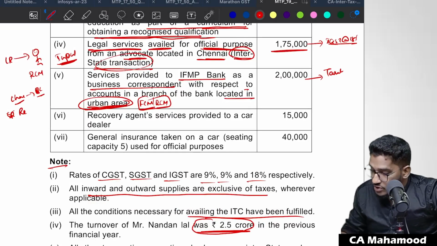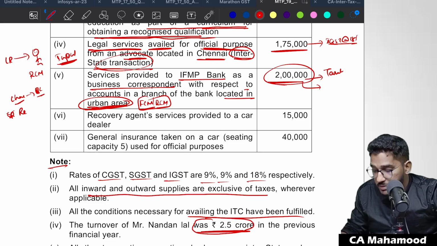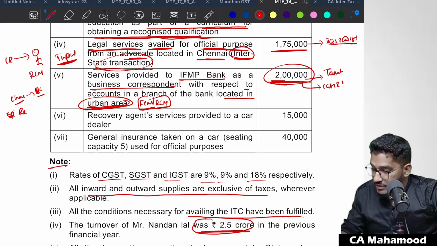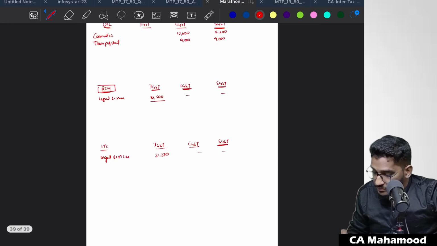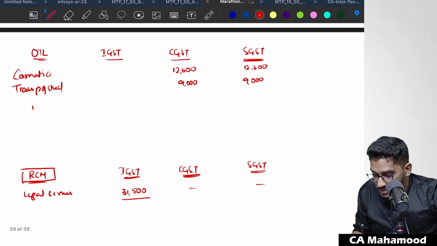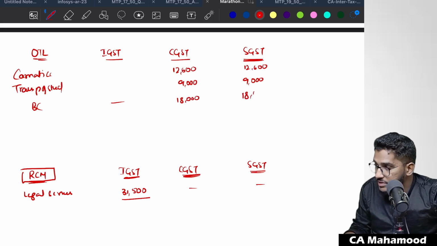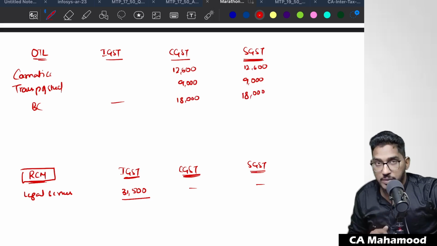So how much? 2 lakh rupees of output tax, 2 lakh rupees will be the value of supply. Since nothing has been mentioned, this will be intrastate supply we will assume. So CGST and SGST both has to be paid. So 2 lakh rupees at the rate of 9% CGST, 9% SGST that you have to pay. So business correspondent services, how much you have to pay? 2 lakh rupees into 9%, 18,000 rupees of CGST, 18,000 rupees of SGST, both you have to pay it.